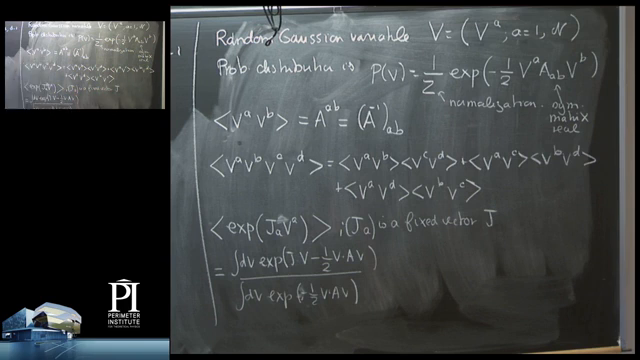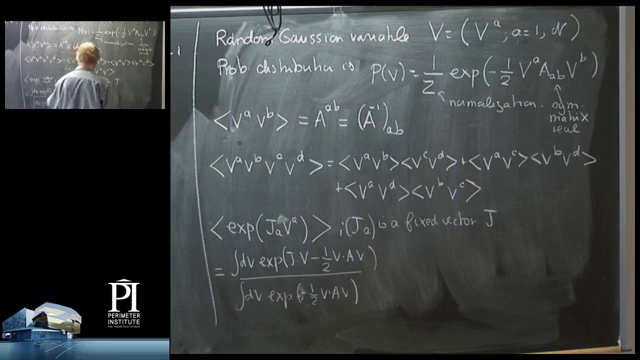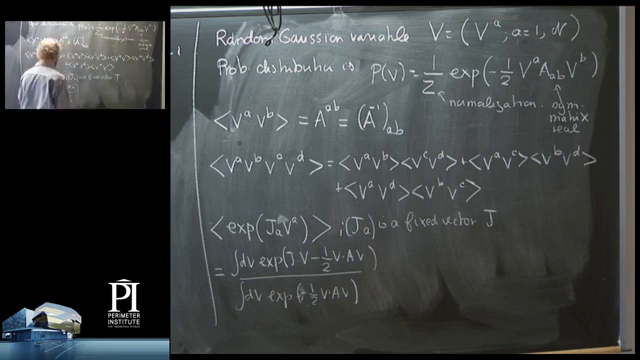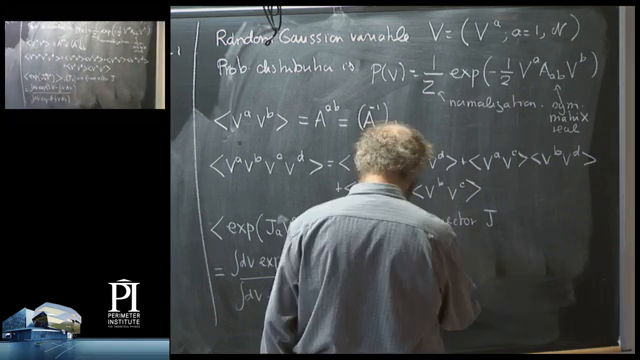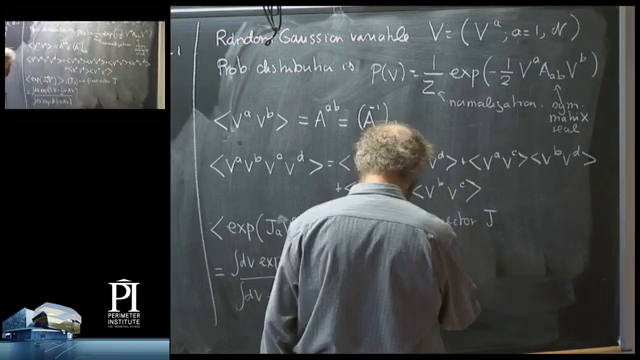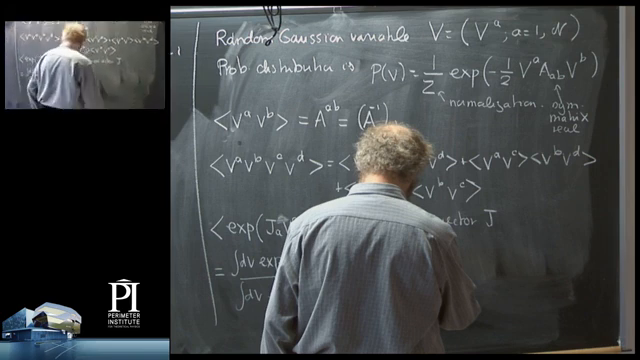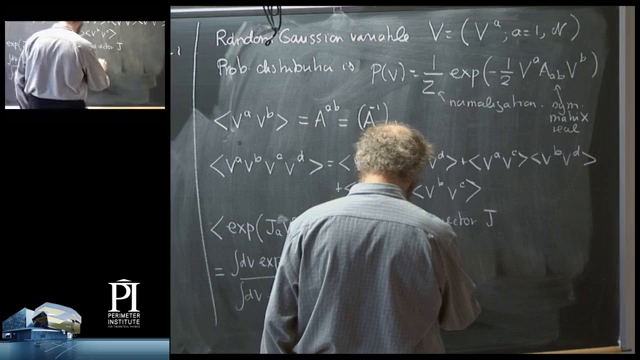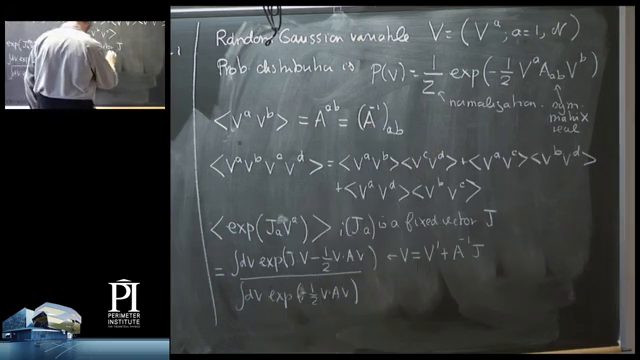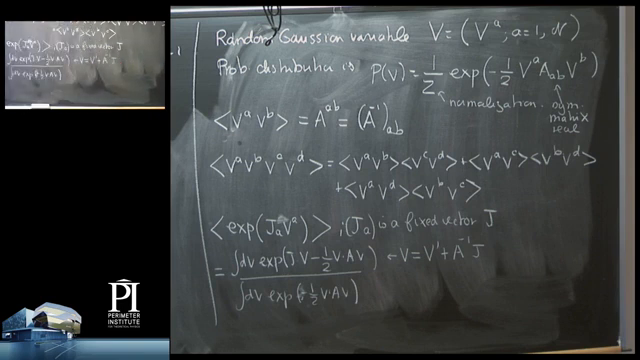Okay? This is a compact notation, VAV, for this, and GV is a compact notation for the sum over the indices of G_A V_A. Okay? And now you make the change of variables. In this integral, I change variables. I decide to set V equal to V prime plus A minus 1 G. Okay?